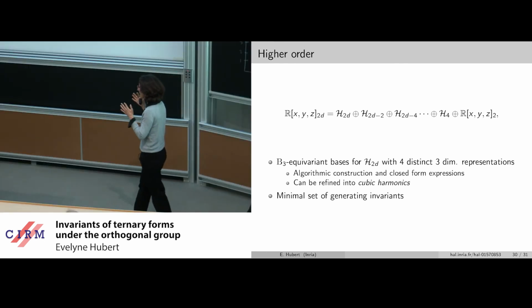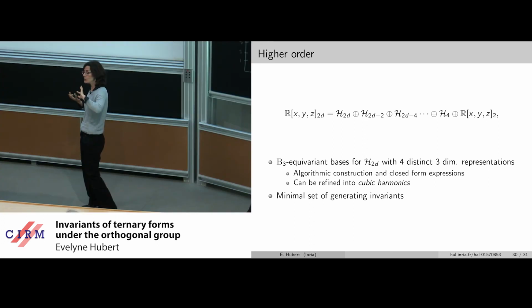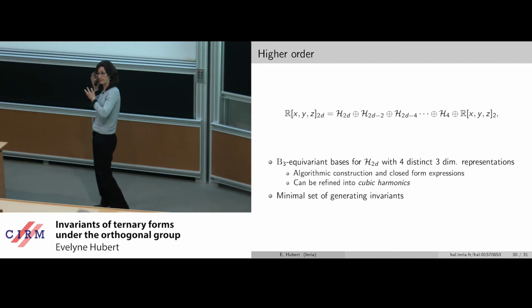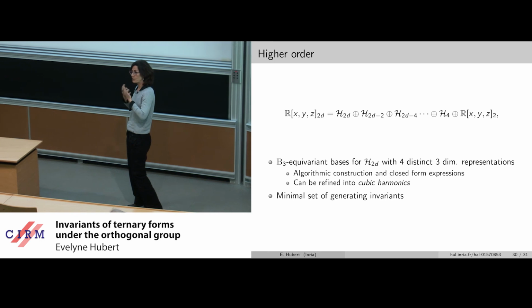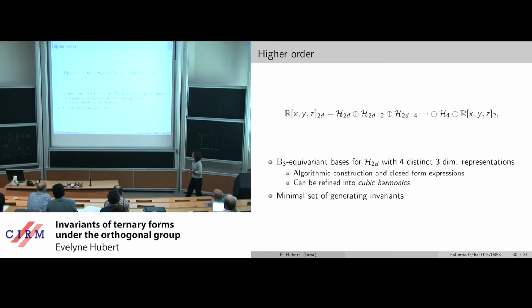And once you have this, the result is really finding these bases, and once you have this equivalent basis, you just combine in the same way that I did earlier to produce some invariants, and it's kind of obvious that they are generating. And so you obtain a minimal set of generating invariants for any degree.